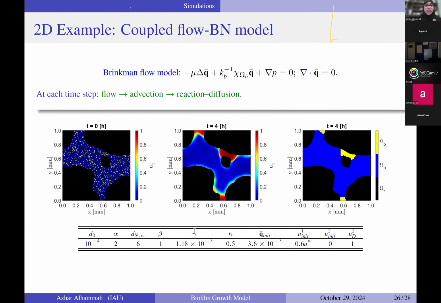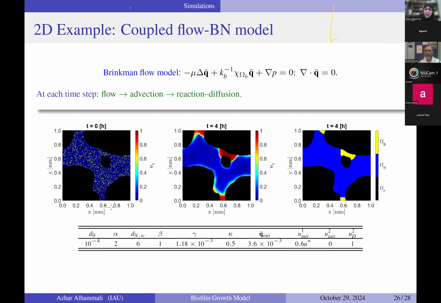And now here is a 2D simulation. In this simulation, we coupled the Brinkman flow model with the biofilm nutrient model, which is this one, and we implement the splitting operator. At each time step, we computed the velocity from the Brinkman flow model first, and then we plug it here in the advection part, and then we plugged the solution from this part to the reaction diffusion part. And we see that in this simulation, we have a medium of single pore.